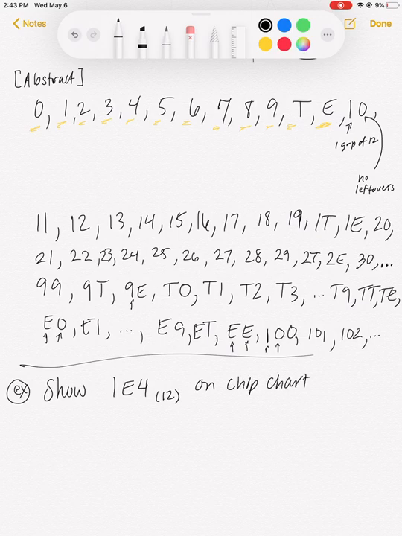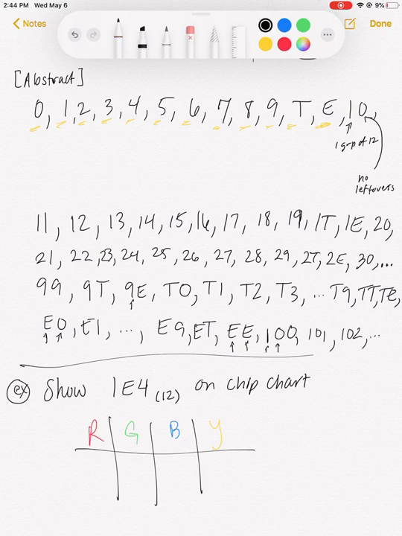Okay, so I'm going to draw up my chip chart. Red, green, that's a funny looking G. Okay, blue, yellow.